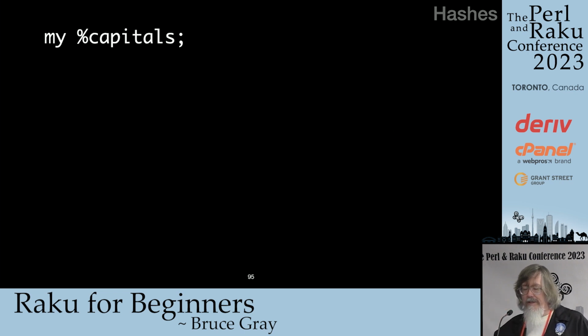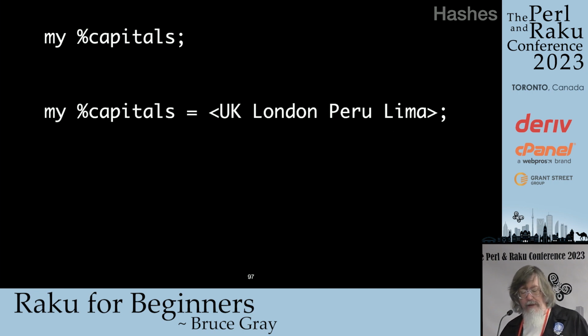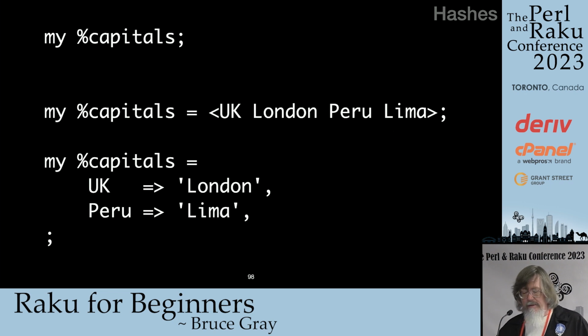Easiest way to get a hash is to make a hash variable. We have a new sigil, the percent sign. So $ is singular, and @ and % are both plural, just different kinds of plural for how they're organized. We can initialize it with a flat list. We're talking about capitals. That's going to say key is UK, value is London, and then key of Peru has the value of Lima. Or with a list of key value pairs.